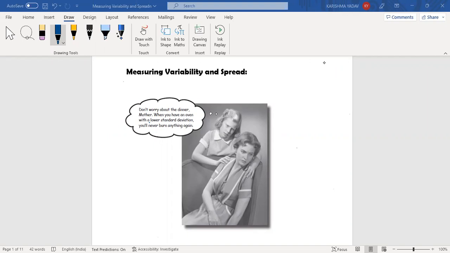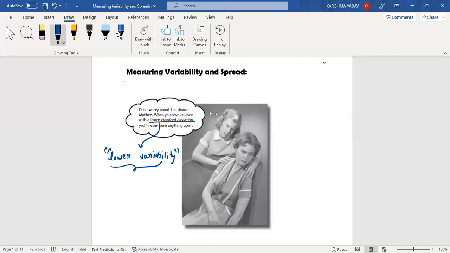She mentioned this term, lower standard deviation. What this term actually means is that she is talking about lower variability. She is saying, don't worry about the dinner. When you have an oven which has lower variability, then the food is not going to be burnt. She is just trying to relax her mother, saying, mom, just take a chill pill.